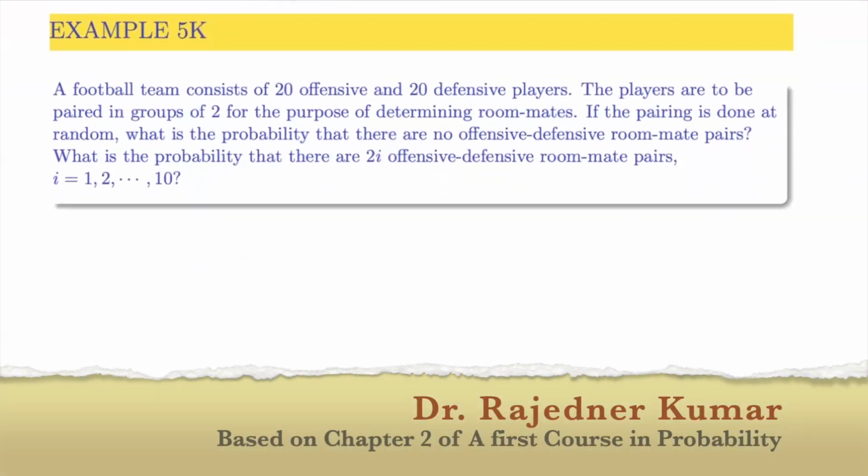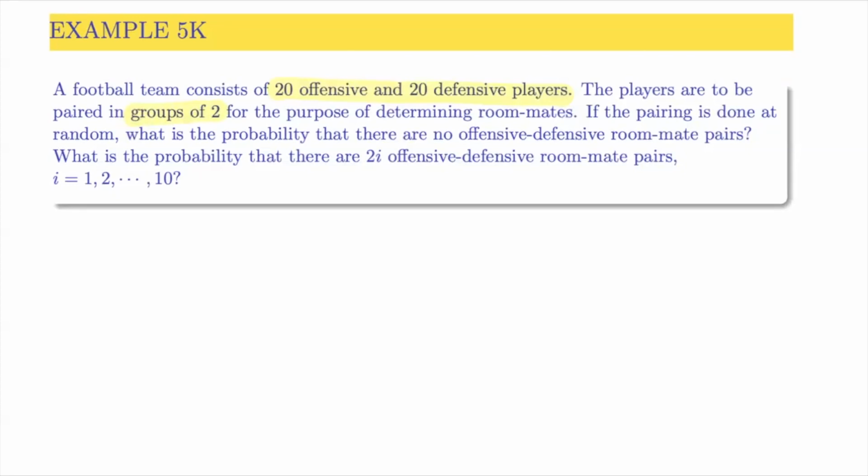Just have a look at the question. A football team consists of 20 offensive and 20 defensive players. The players are to be paired in a group. Check, you are just pairing them in a group. Ordering is not important in a group, but if you distribute, then order is important. They are paired for the purpose of determining roommates. If the pairing is done at random, what is the probability that there is no offensive-defensive roommate pair? This is the first part of the question.